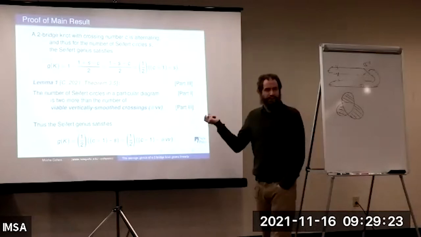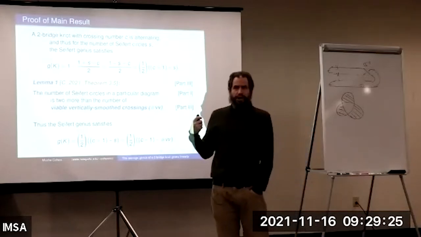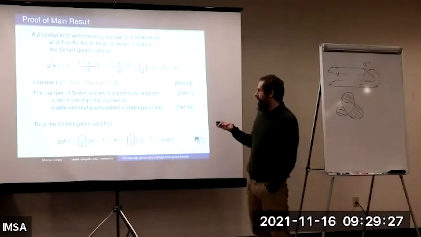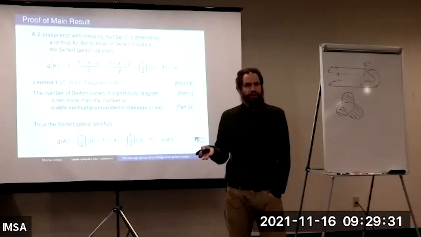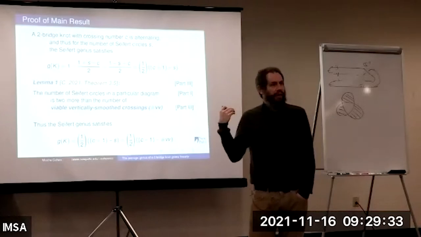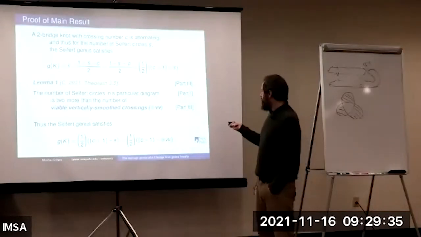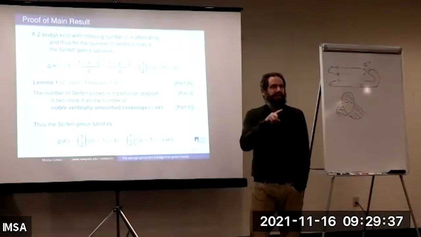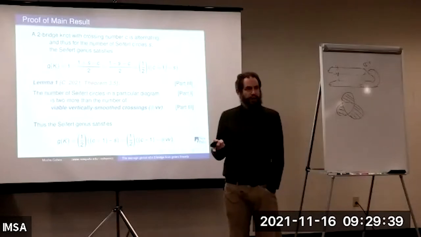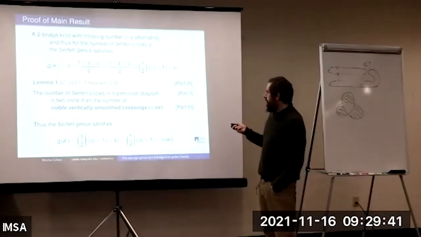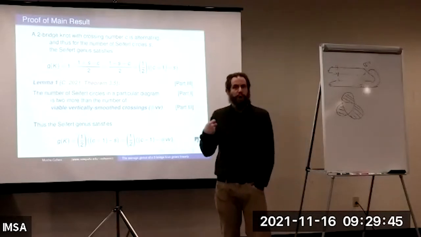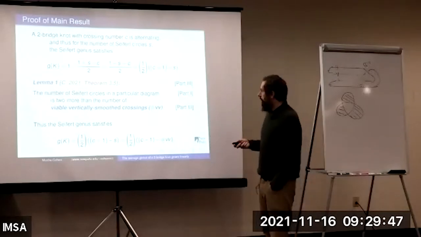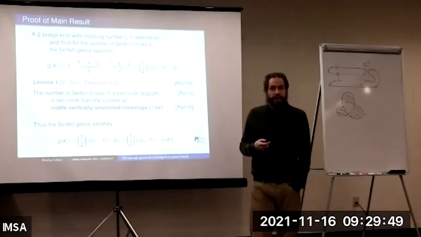Then I have this lemma. I released a paper in August on the arXiv that counts the number of Seifert circles in a very special diagram, the one I drew at the beginning of the talk. In part one of the talk, I'll spend time explaining these special diagrams, and in part three, I'll try to give you some intuition why lemma one is true. This is one of the theorems of my paper.